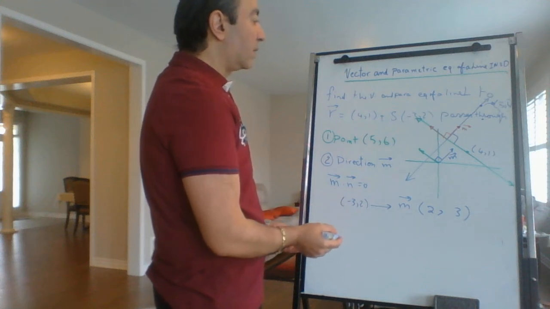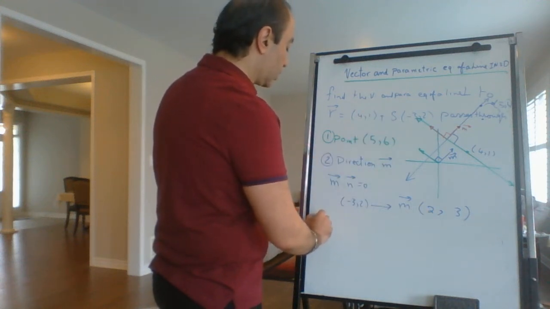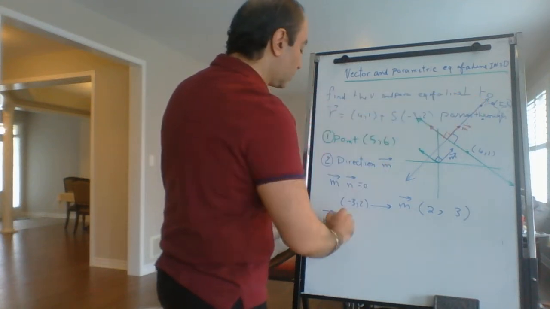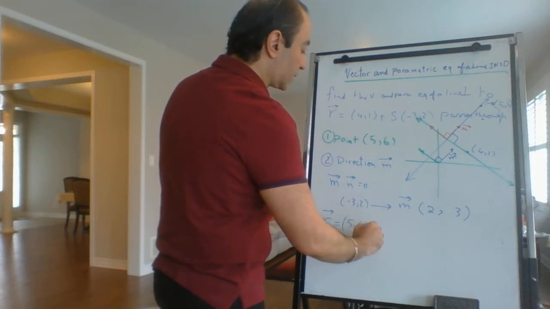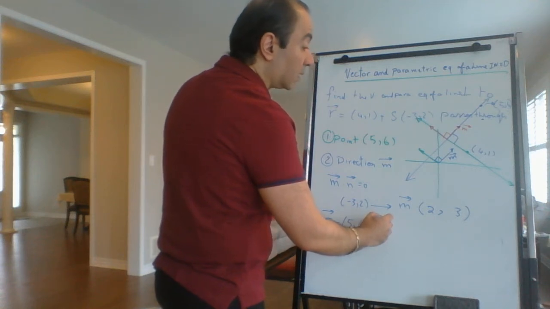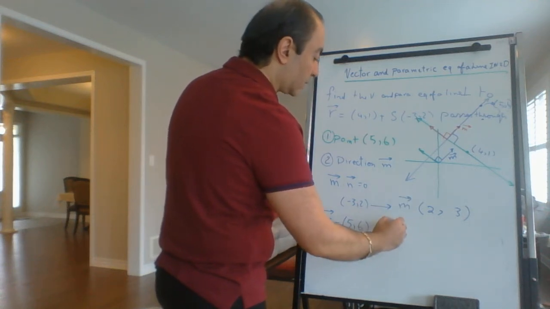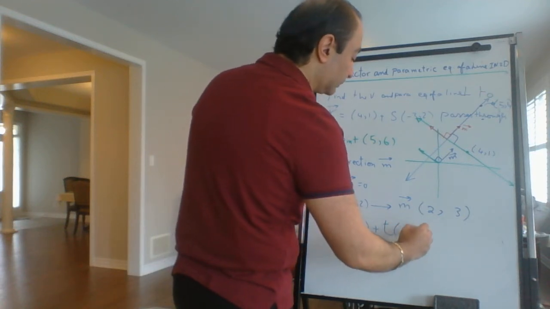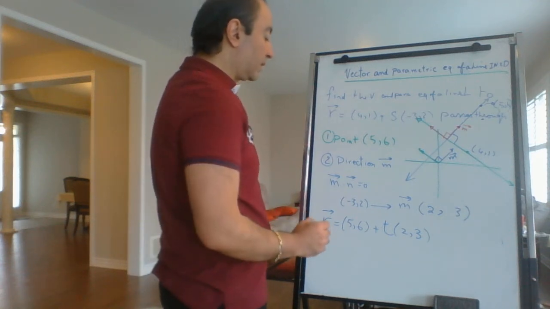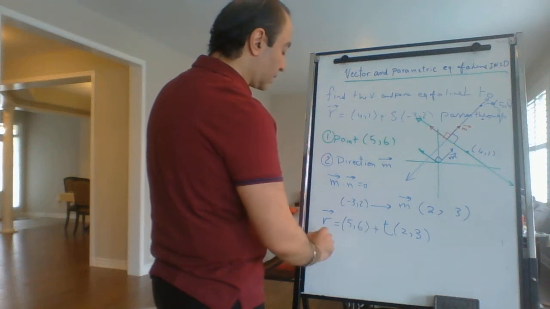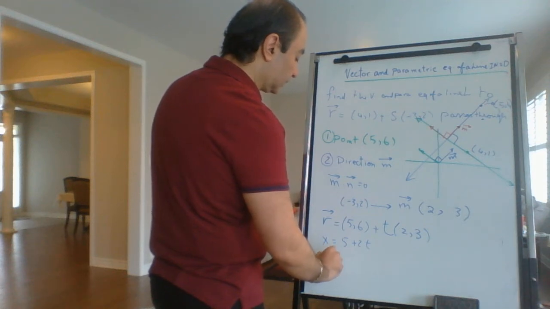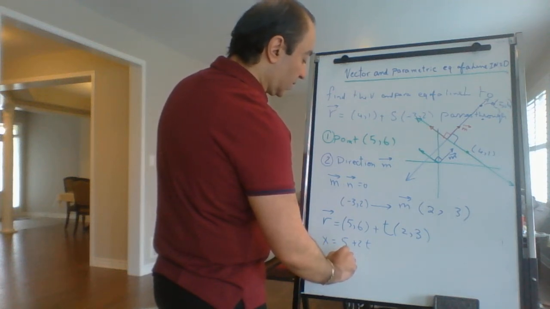Now everything is very simple. I'm just going to use the equation of the line, r equals r sub 0, so I use the point on the line, plus, here I used s, I will use another parameter, any letter you like. So t is good. And then we put m and we write the equation. Okay, this is the vector equation. How do we write the parametric equation? Very simple. We separate the x's and the y's. So x will equal 5 plus 2t and y will equal 6 plus 3t.